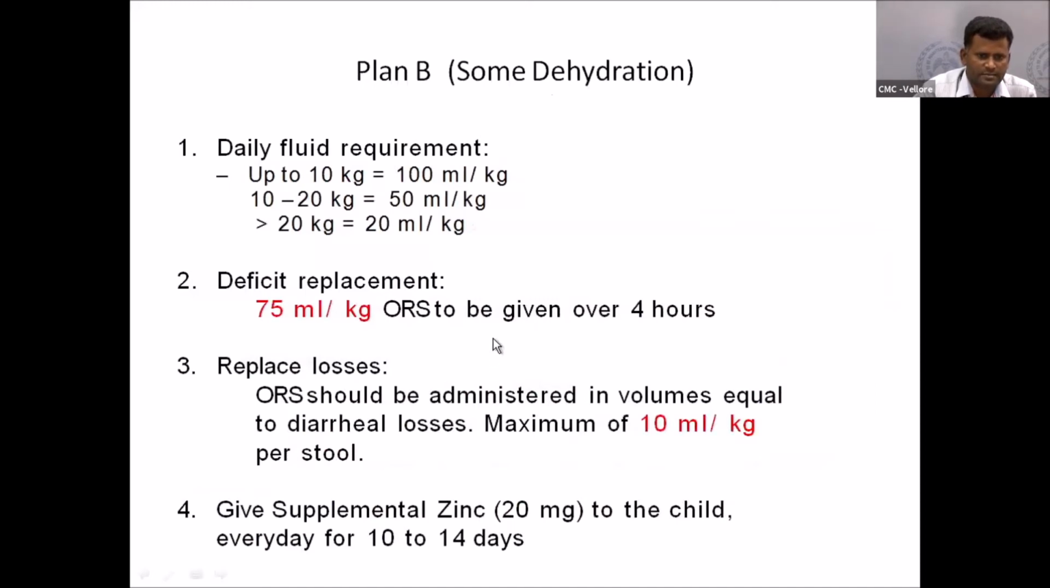And plan B is for some dehydration. It's usually 75 ml per kg of ORS to be given over 4 hours. This is the Holliday-Segar formula that we use for all the fluids. And at the same time, we have to replace the losses also with 10 ml per kg of ORS after each stool.